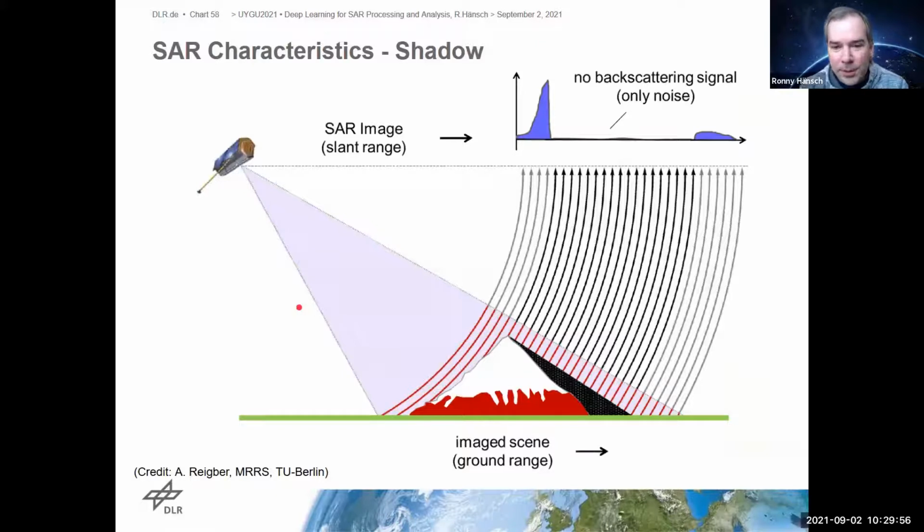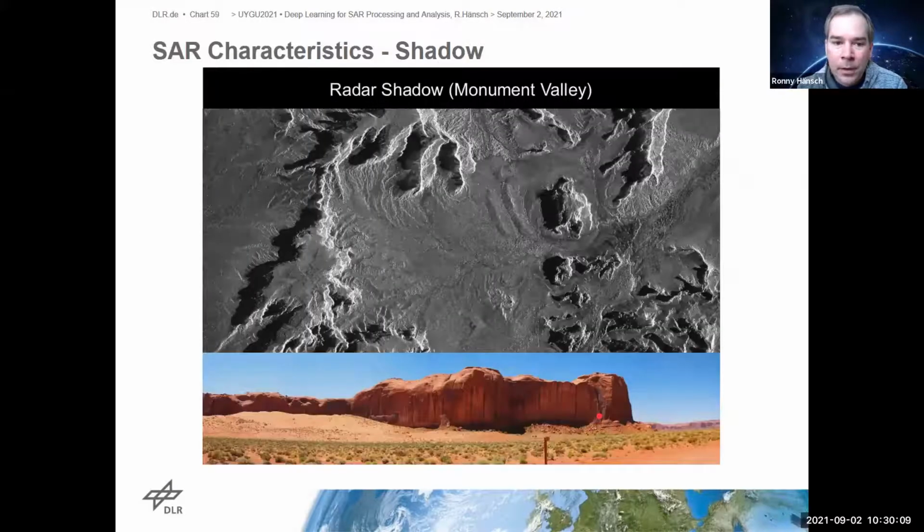And then, of course, if the objects are high, then we not just have this foreshortening and layover, they are also blocking part of the signal behind them. And this is called shadow. It's another effect that we have, again for high-rise objects like mountains. So you have here foreshortening and layover, and here you have the shadow, where part of the signal was blocked by the object. And again, this tells you the orientation of the image, because shadow is always on the other side of the object as seen by the sensor, because we are the ones who are illuminating it.